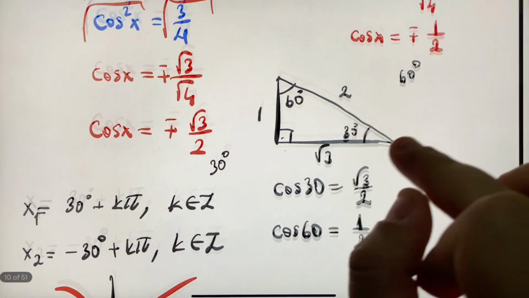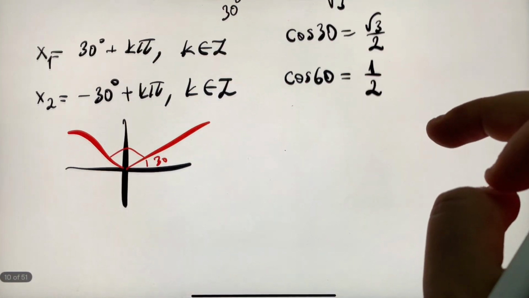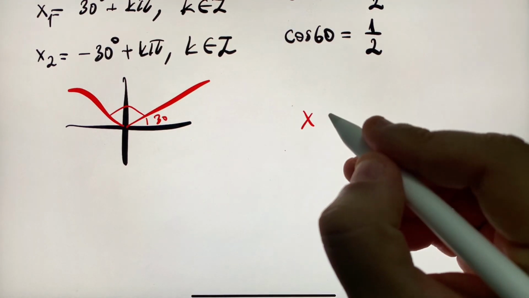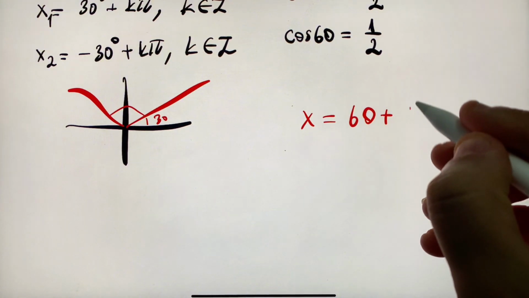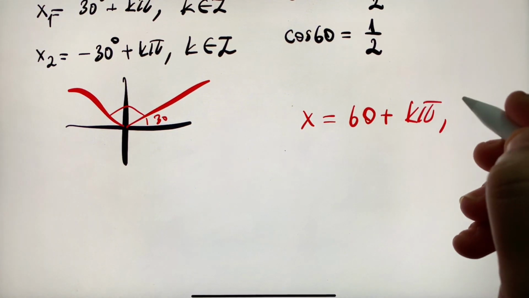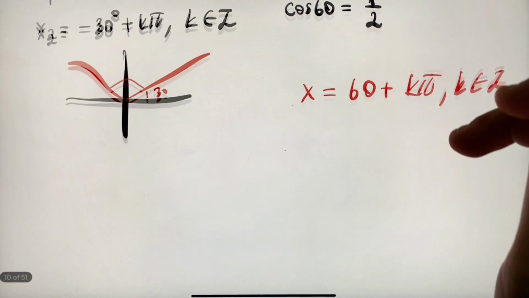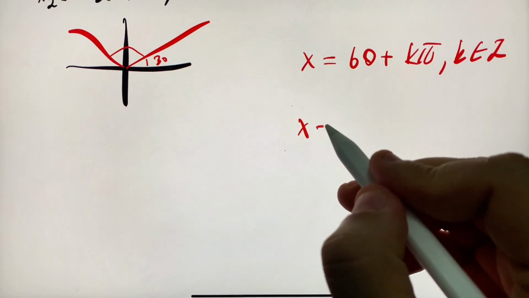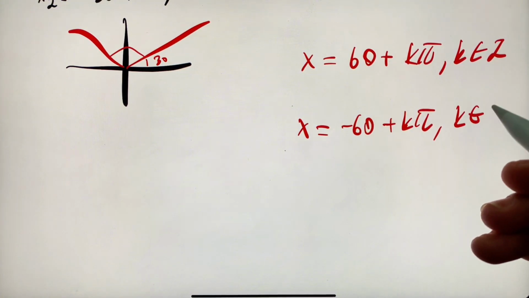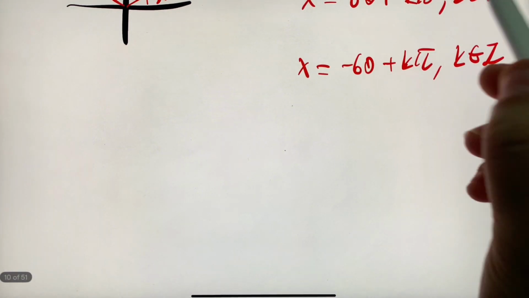Now if we want to solve the other one, it came 1 over 2. We agreed that it was 60 degrees. Let's say x is equal to 60 plus k pi, where k is an integer here again. And for the other, I could say x is equal to minus 60 plus k pi, again k an integer.